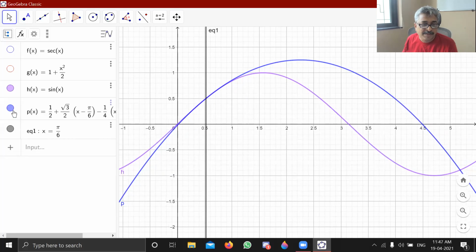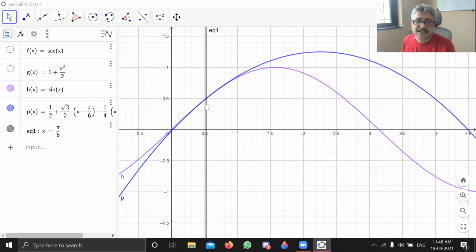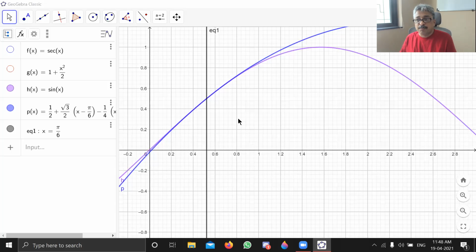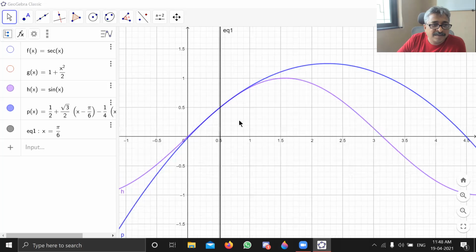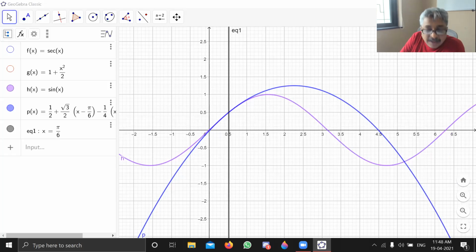Earlier we did approximation near 0. But now if you see 0, there is a gap between the violet and the blue at 0. But there is absolutely no gap near pi by 6. There is no gap near pi by 6. So your base point A is important. Okay, this is as far as sin is concerned.